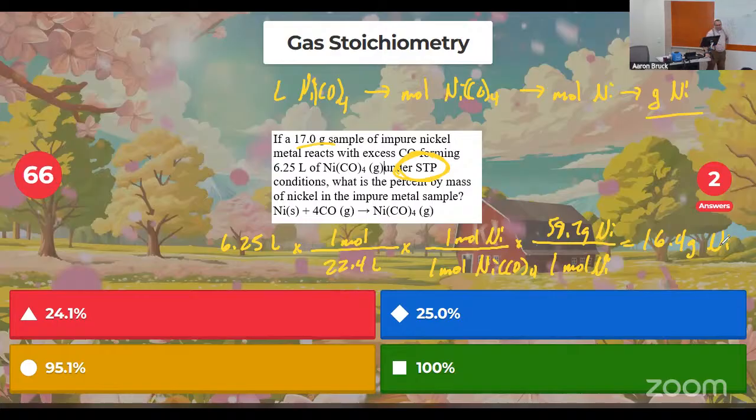This amount of product came from 16.4 grams of nickel. Do you need to do the math from here to figure out the percentage? Pretty close. So we know it's not 100%, because then it would be 17 against 17. But we're talking about 16.4 against 17. That's the yellow circle, 95%. Could you do the math to be sure? Yeah. But of the other options, it's the only one that makes sense.